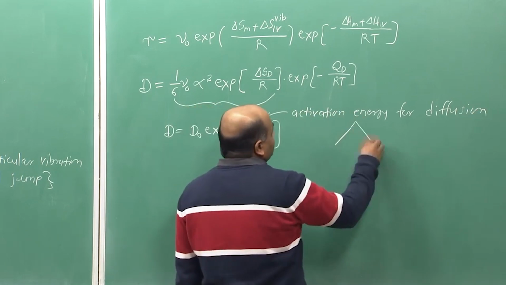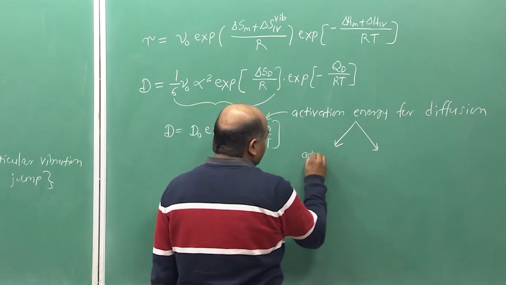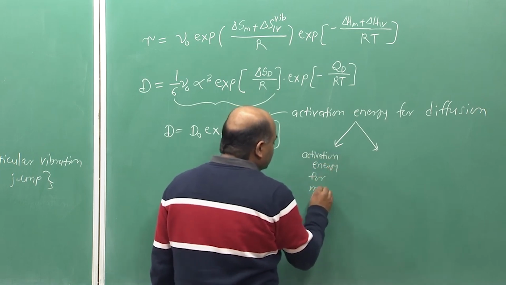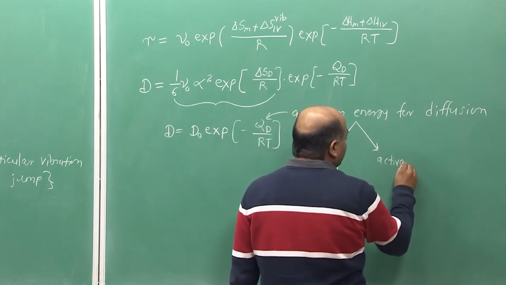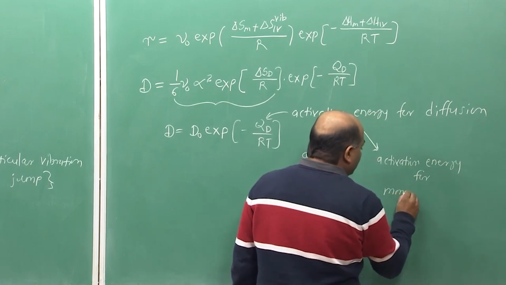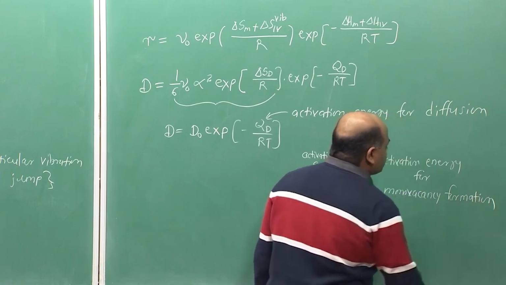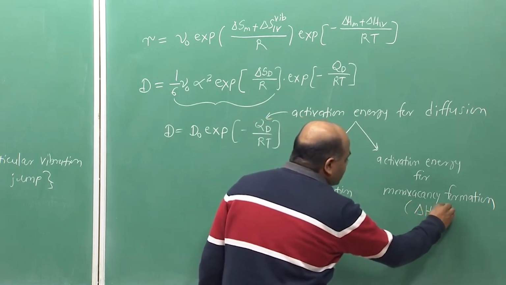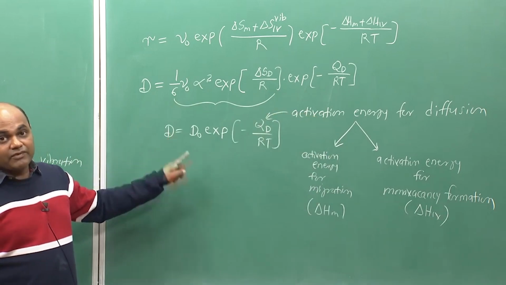and from here we know that it has two contributions. One, because of the activation energy for migration of the atom, and the second from the energy for mono vacancy formation. Right, this we denoted as delta H m, and this part we denoted as delta H 1 v. This is for the diffusion of the atom by vacancy mechanism.